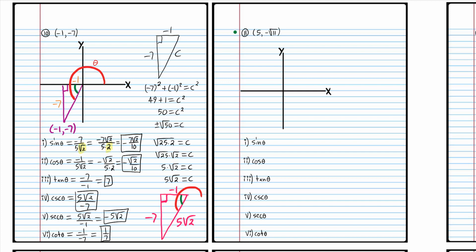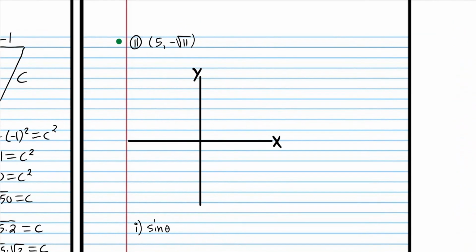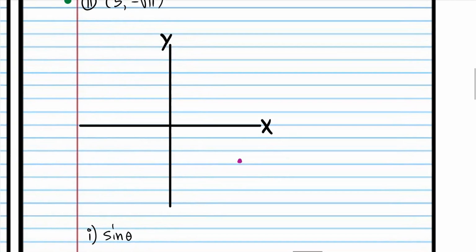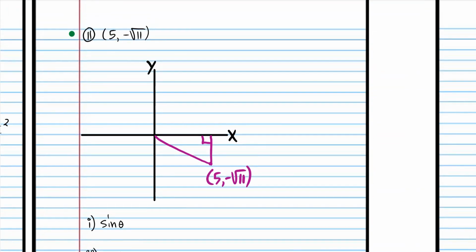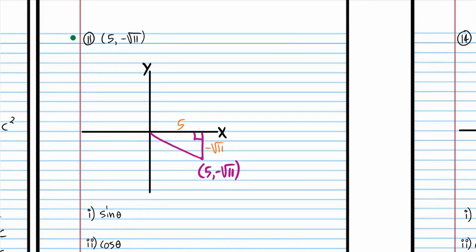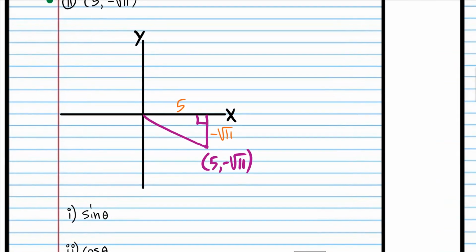Okay, we're back. So we need the point (5, negative root 11). So that's going to be maybe about there. It doesn't have to be exact. Five, negative root 11. Did I say 11? I meant root 11. So this side we can say is 5, and this side we can say is negative root 11. And the angle in question obviously is this angle here, that's theta.